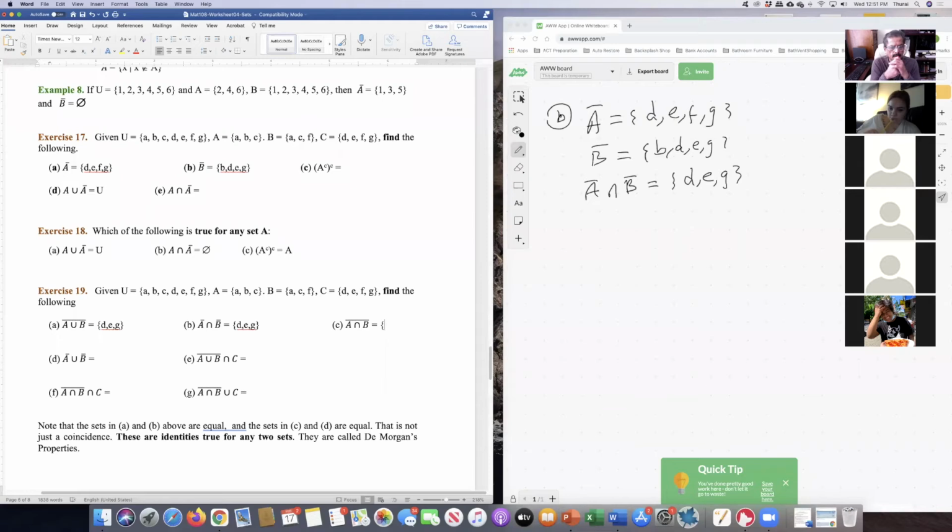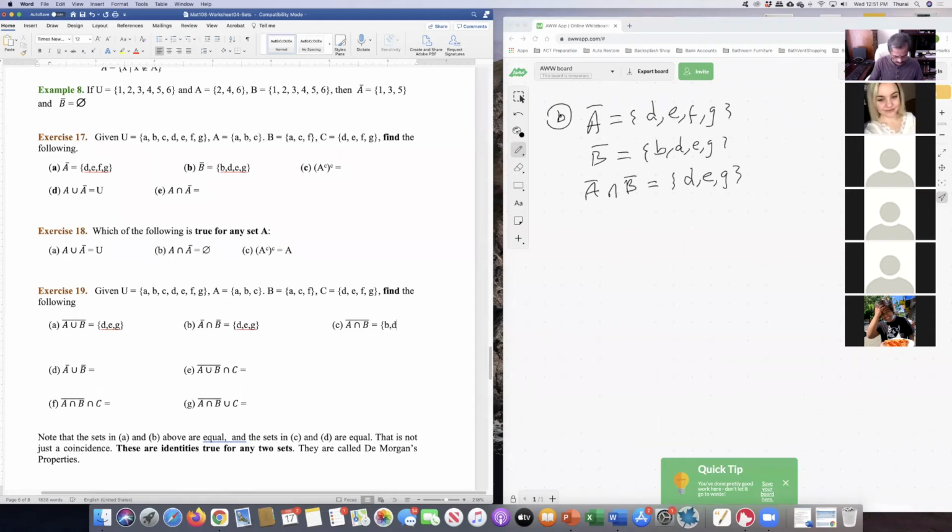Okay, can somebody tell me the answer? It's BDEFG. Did you say B, D, E, F, G? Yeah, BDEFG. Okay, let's see. A intersection B is going to be A and C. So complement of that is B, D, E, F, G, correct.